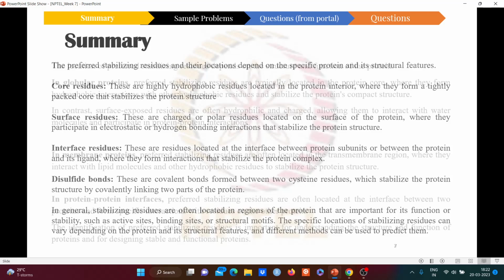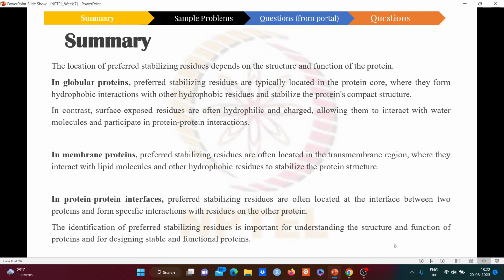Okay, moving forward, we see how the location varies in a class of proteins. Till now, we have seen that preferred stabilizing residues are amino acid residues that are commonly found in cores or interfaces and are important for maintaining the stability and structure of a protein. So these residues are typically hydrophobic and have a high propensity to form stabilizing interactions with other residues such as van der Waals interactions, hydrogen bonds, and salt bridges.